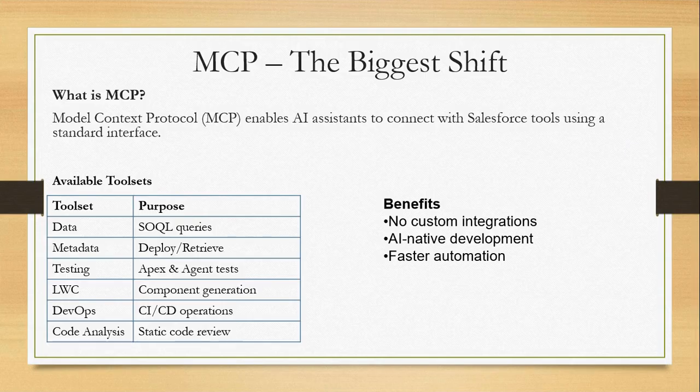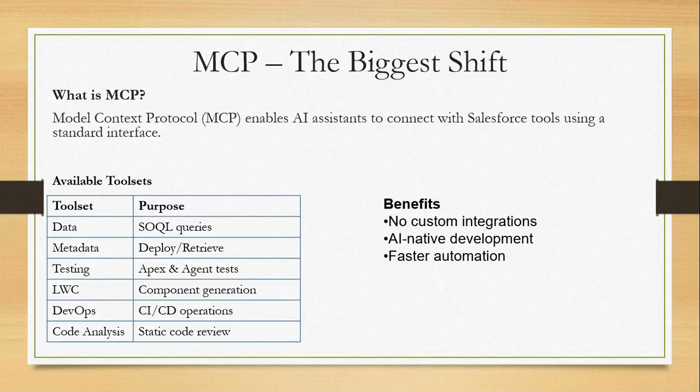So what are the available tools which we have? In case of data, we are able to query. In case of metadata, we are able to deploy and retrieve. Testing in case of Apex and agent tests. Component generation, DevOps, CI/CD operations, code analysis, static code review. So these are the available tool sets.